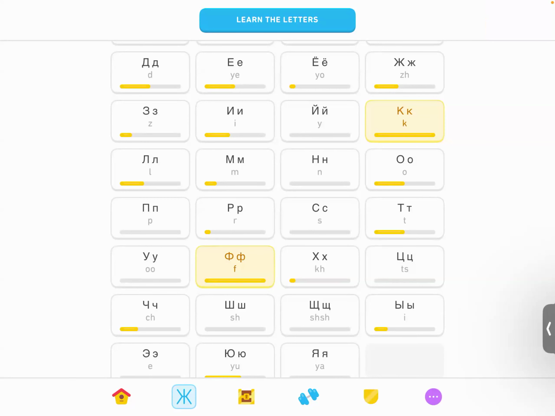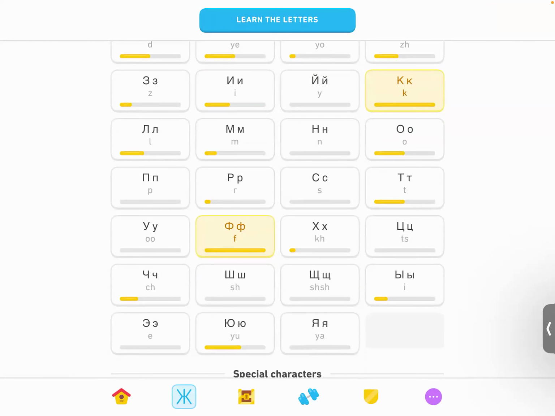U. It looks like a Y, but it's actually U. F, it's an O with a line in it. It's F. It looks like X, but it's like 'horse', like 'kh'. And then that one looks like a U with a little tail on it. Ch. It looks like a lowercase big Y. Sh, and then there's Sh.